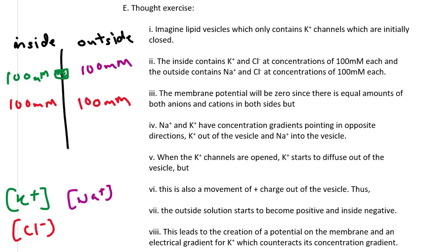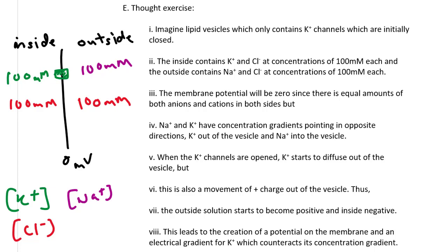So if I open this channel, which is a potassium channel, what will happen is potassium will flow out. So let's keep reading and then we'll go over it. The membrane potential will be 0. Currently it's 0 millivolts because you have equal amounts of both anions and cations on both sides, but sodium and potassium have concentration gradients pointing in opposite directions, potassium out of the vesicle and sodium into the vesicle.